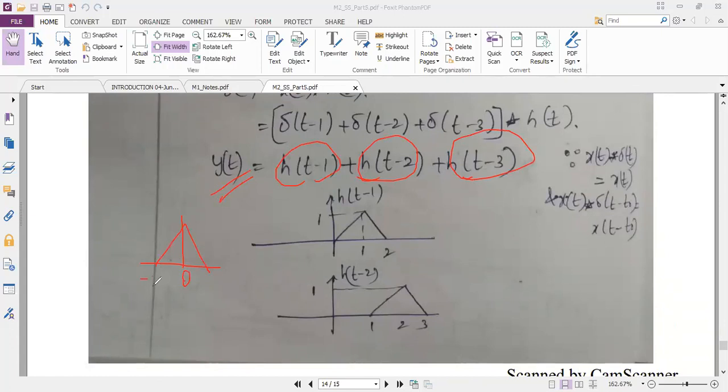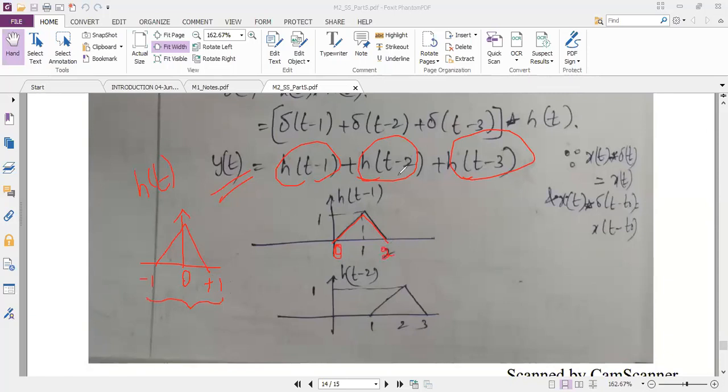So with respect to 0, I have a triangle. So minus 1 to plus 1 is the interval. So this is h of t. And I know how to get h of t minus 1. T minus 1 means towards the positive side, I have to do one shift. So now I will get the signal from 0 to 2. Earlier it was minus 1 to 1. Now I will get the signal from 0 to 2.